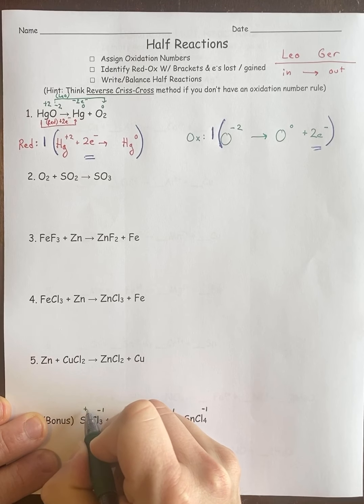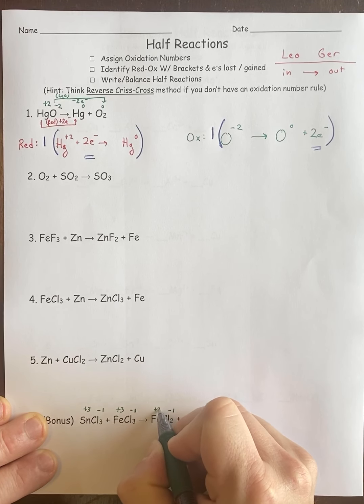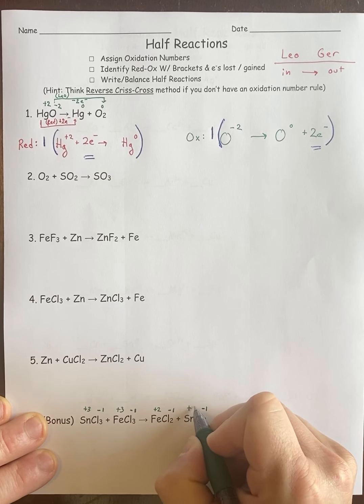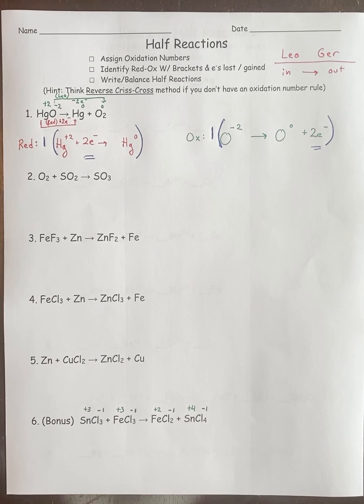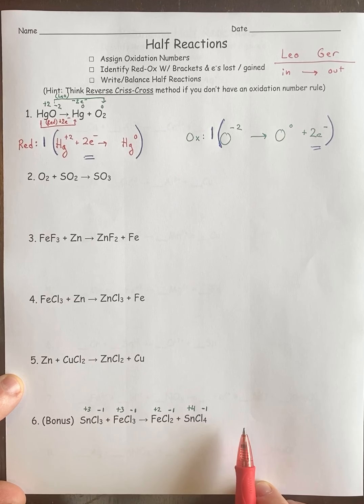So my Sn here is going to be +3, +3, +2, plus 4. So those are my oxidation states. Now I need to find the one that lost and the one that gained. So it's clearly going to be Sn and Fe because Cl stayed -1 the entire time.